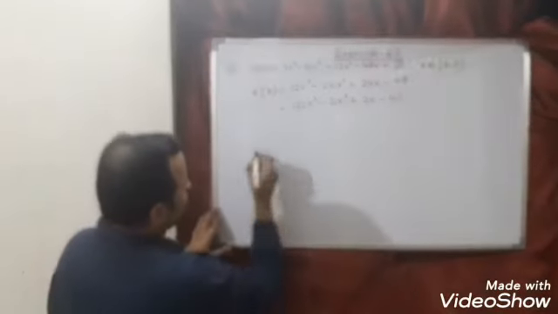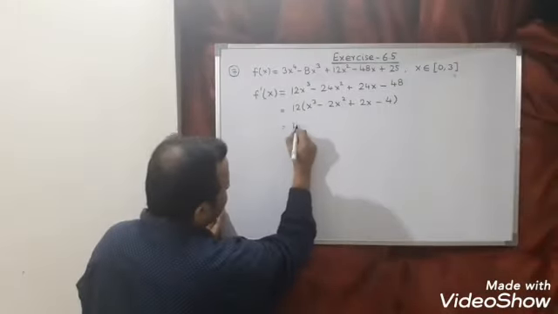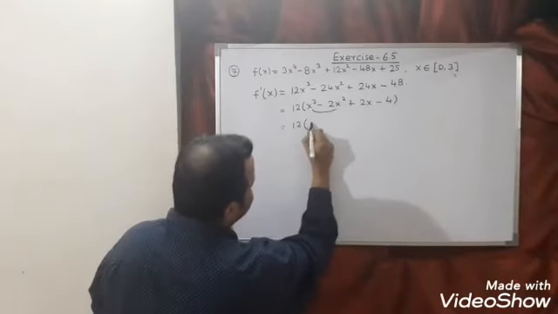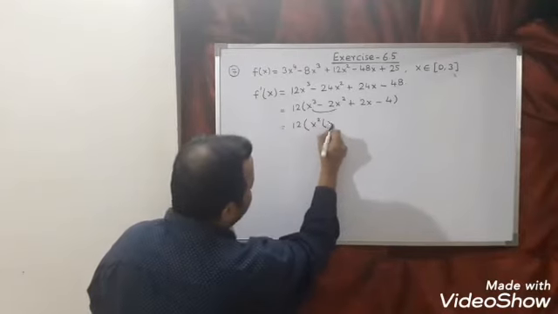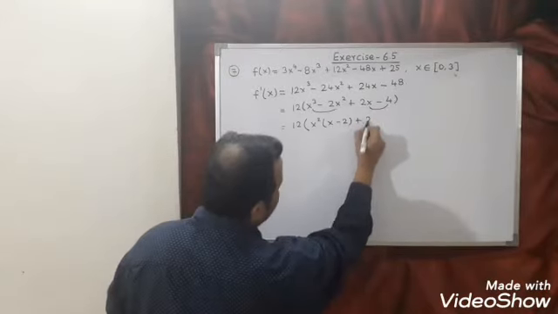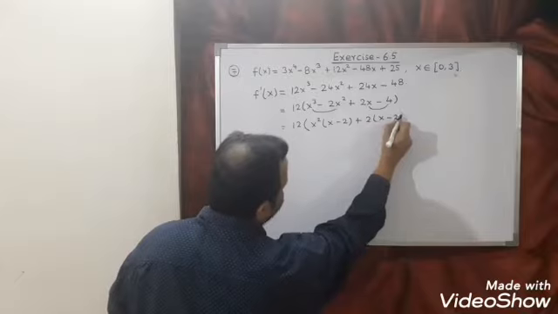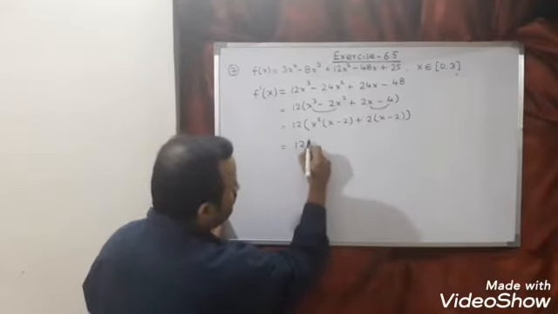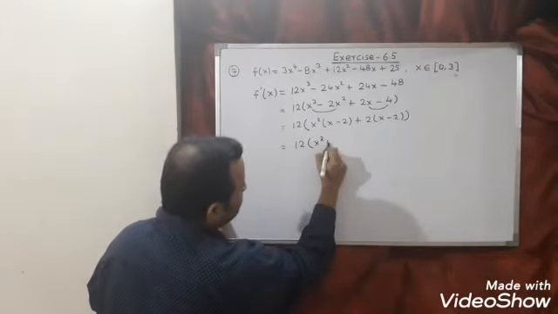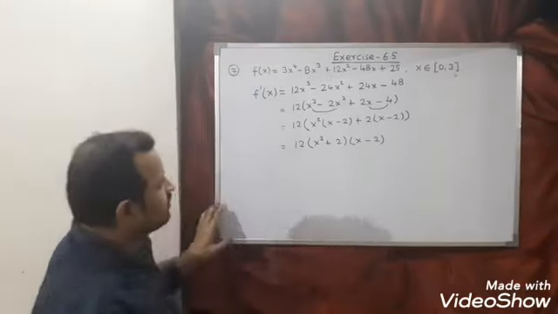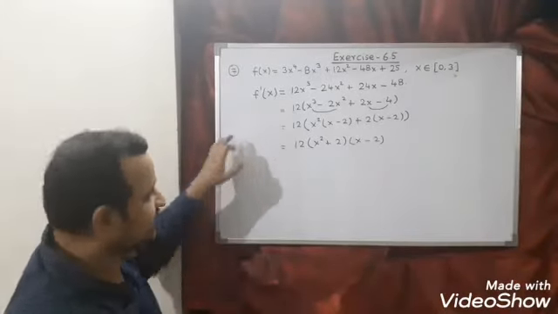Next step, we can say 12 into, here we can take something common. x square I am taking common, x minus 2, and here we can take 2 common, you will get x minus 2. Or this we can write as 12 into x square plus 2 into x minus 2. So the first step is find f dash x.